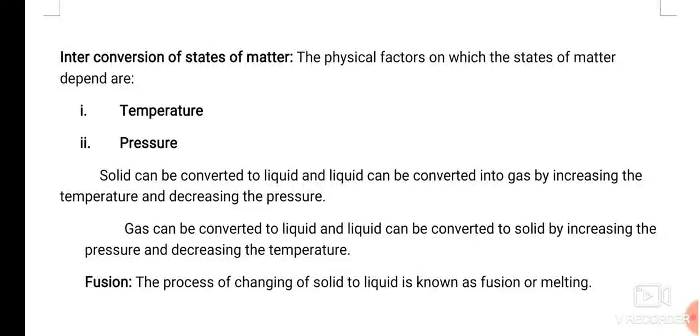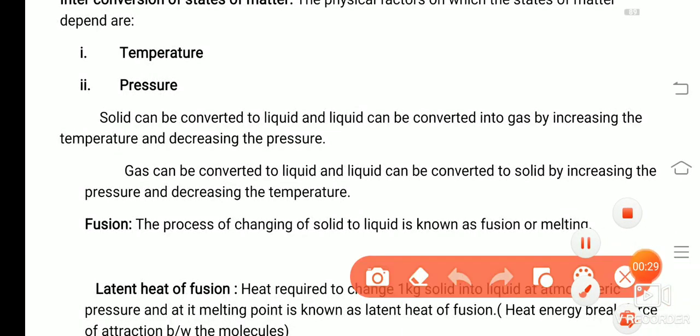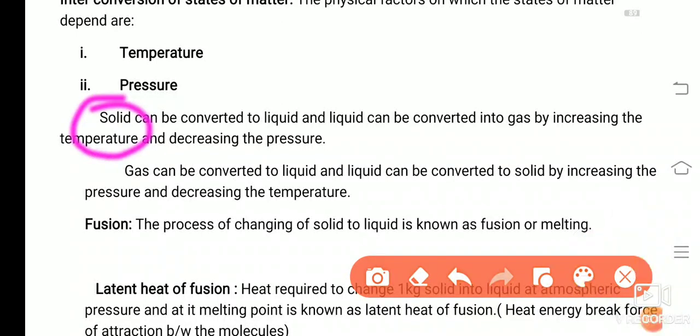Students, now we are moving to the last part of the chapter, which is interconversion of a state of matter. There are two physical factors on which the state of matter depends: temperature and pressure. Solid can be converted into liquid. How can it be converted into liquid?